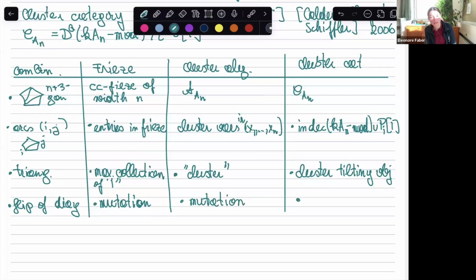And here on the cluster category side, we have an add T mod J. So I'm just writing it. I'm not really saying too much about mutation. So just that we see these are the important things we can do with triangulations of polygons and with friezes, with multiplicative friezes. And so for our problem, we want to do the same.